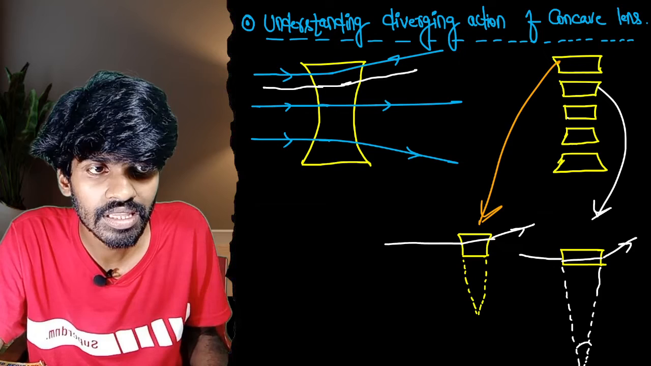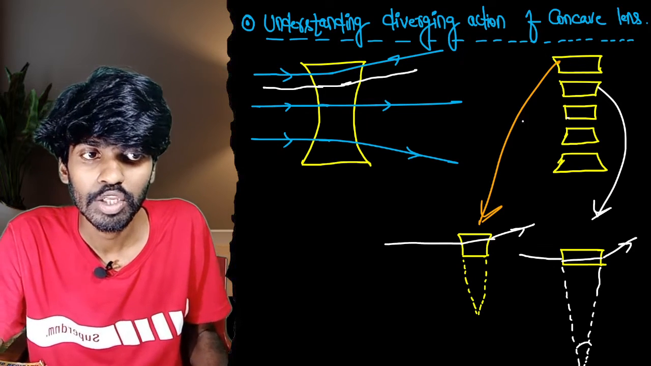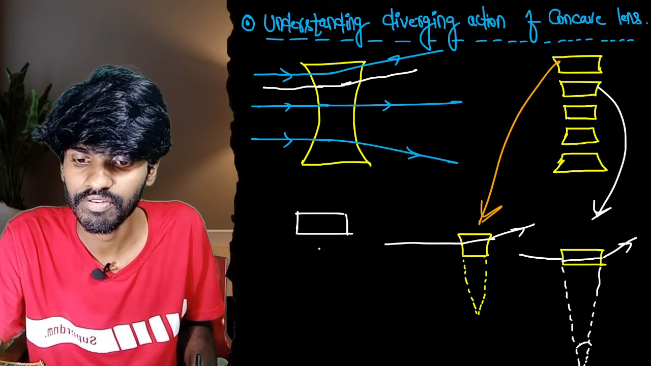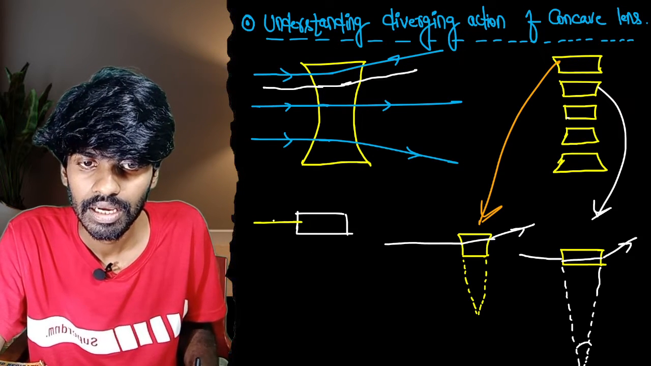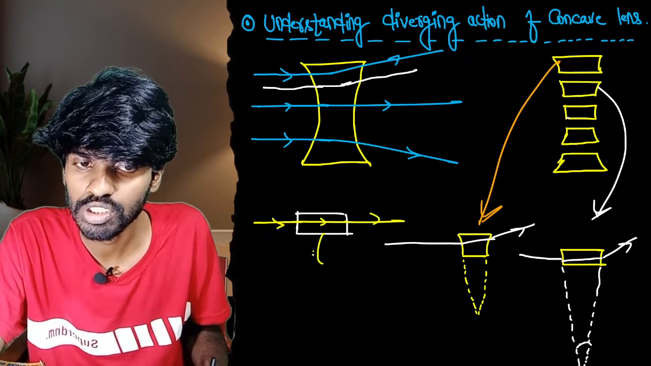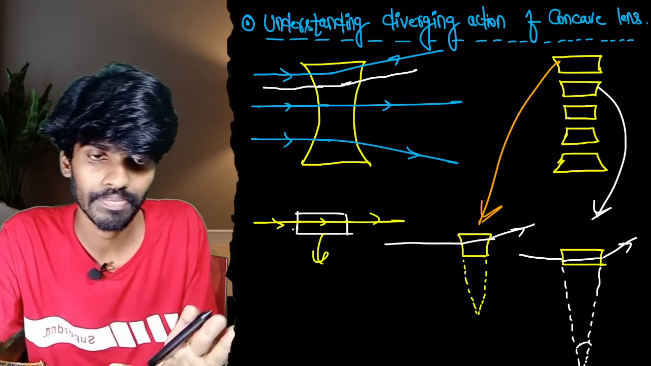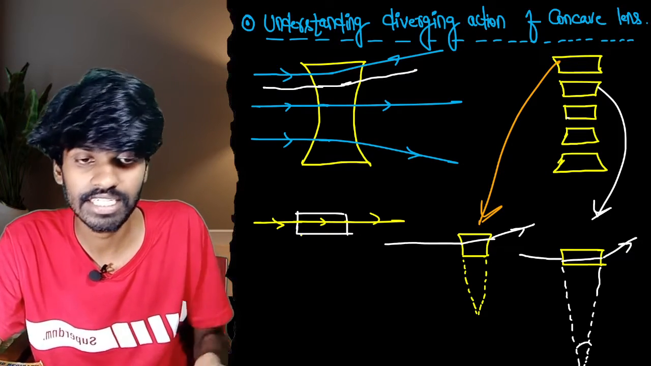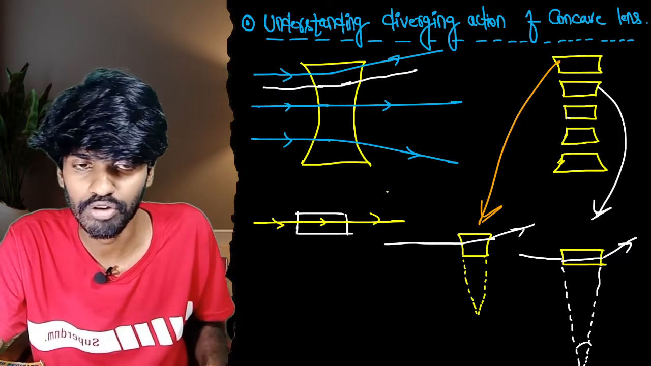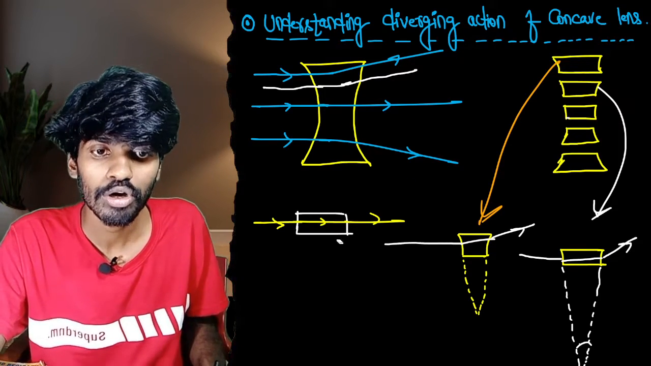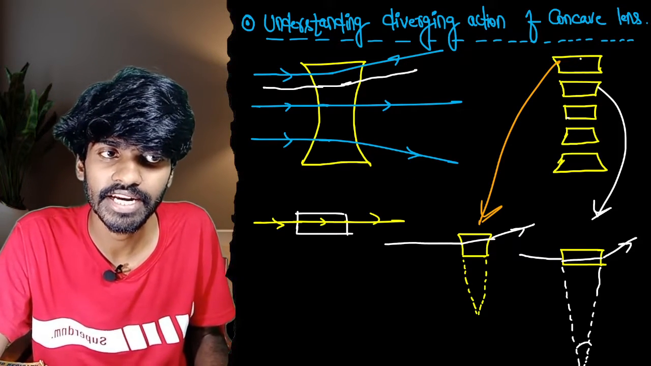Similarly, for the part in the very middle, you can see that it is a type of rectangular prism. And what will happen in this situation? The ray will go undeviated, because this portion will behave exactly like a rectangular prism, and the angle of incidence in this situation will be 0. So the angle of refraction will also be 0.